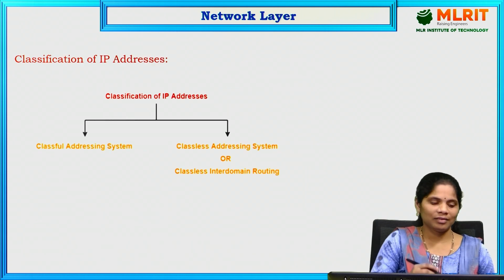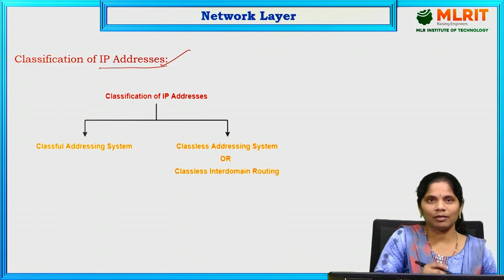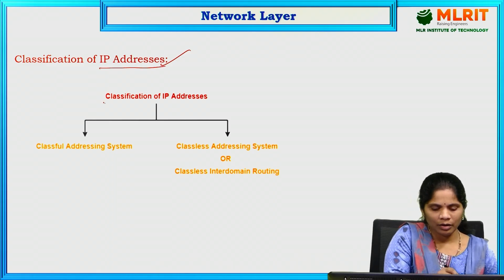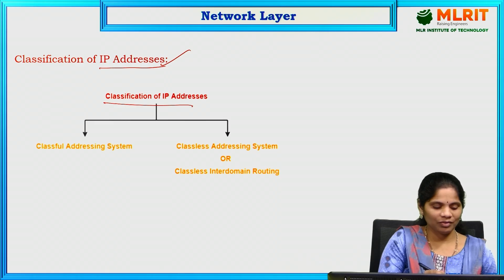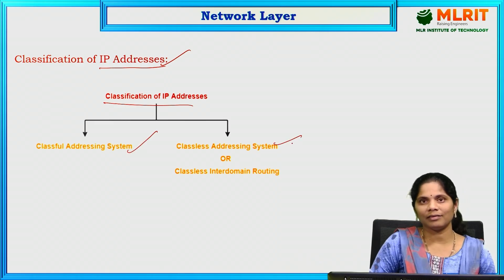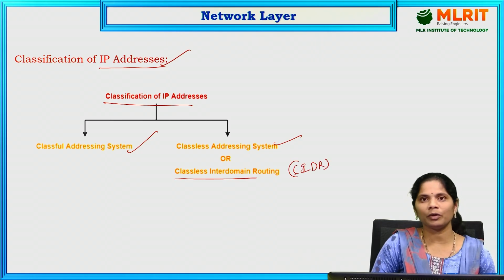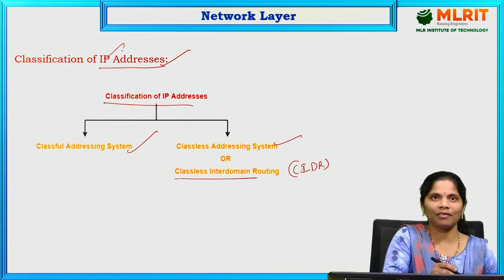And the next one is the classification of IP addresses. What are the different classifications of IP addresses? There are two types of classification. The first one is the classful addressing system and the second one is the classless addressing system. This is also called CIDR. CIDR is nothing but Classless Inter-Domain Routing. That is the classless addressing. These are the two types of classification of IP addresses.